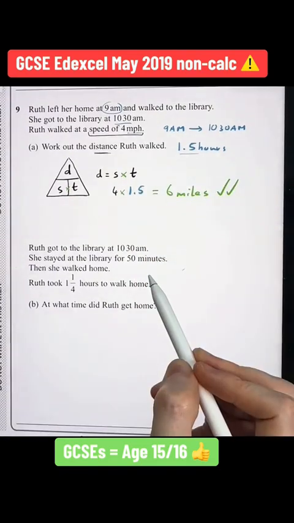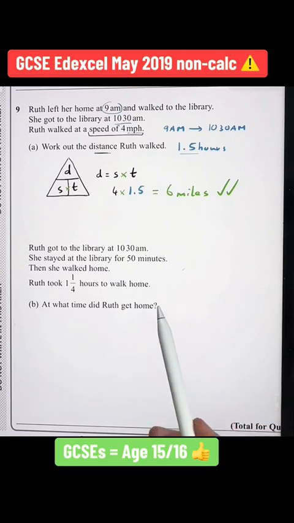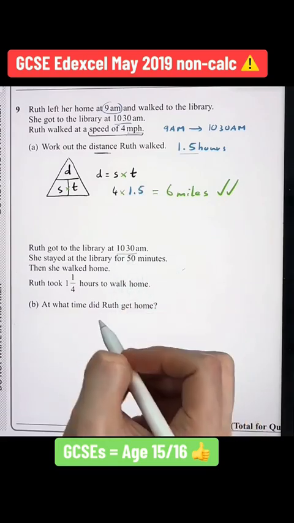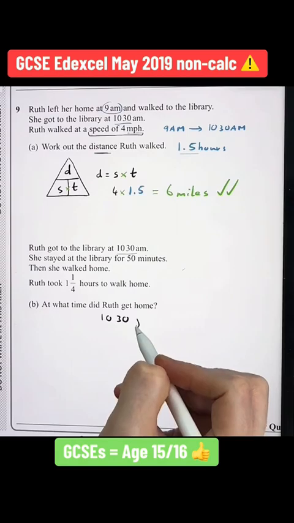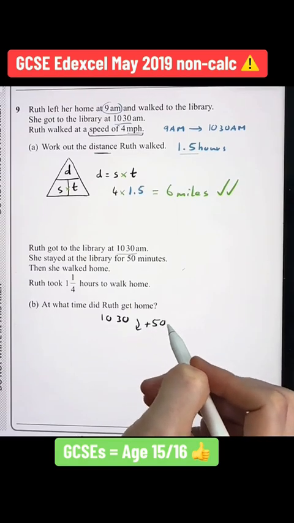Ruth got to the library at 10:30 a.m. She stayed at the library for 50 minutes. Then she walked home. Ruth took 1.25 hours to walk home. At what time did Ruth get home? We know she got to the library at 10:30 a.m. And she stayed there for 50 minutes. So we're going to start by adding on our 50 minutes.